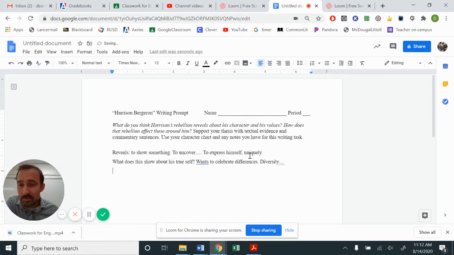What I'm just doing, guys, right now is I'm just kind of pulling apart this prompt. I'm just dissecting this prompt and pulling it apart. If you see something or can think of something that I don't mention, mark it down as well. Because when it comes time to do your writing, you'll have these notes in front of you, as well as your character chart and your story.